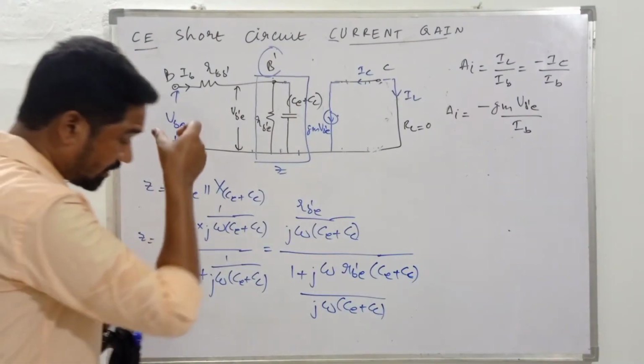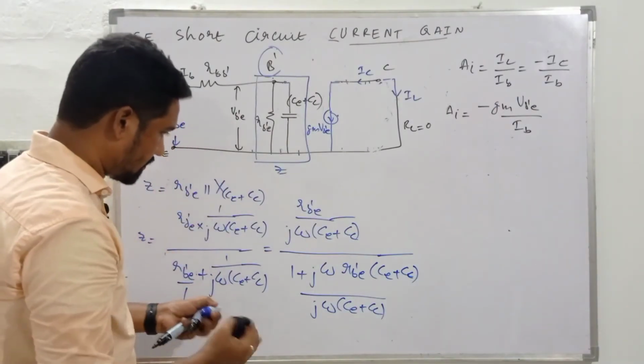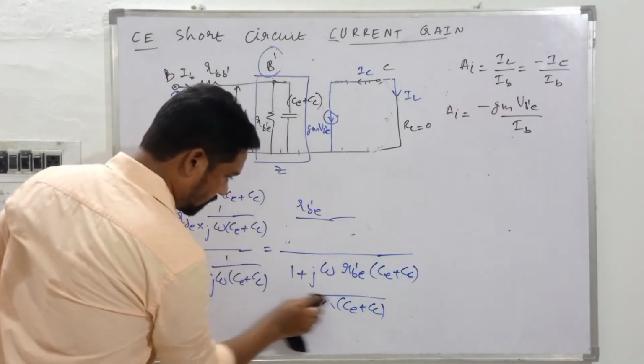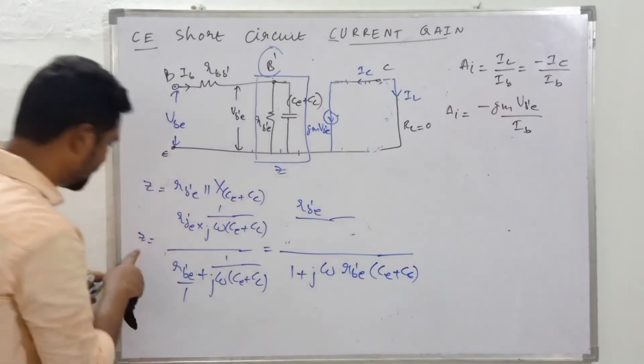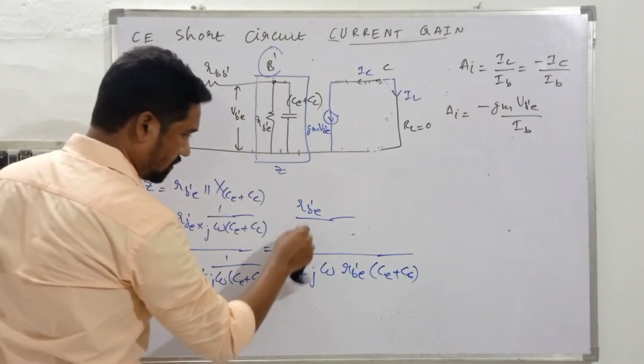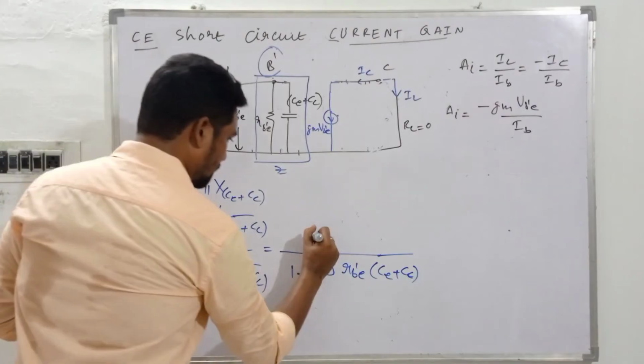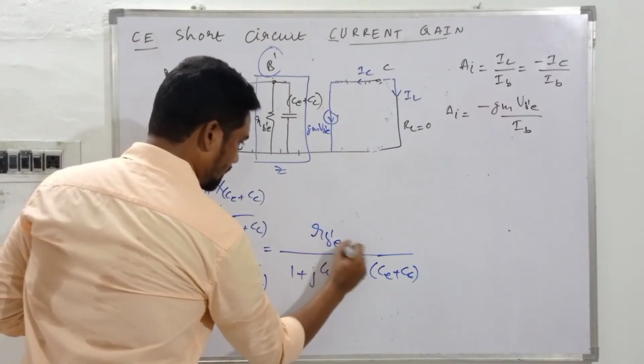So guys, something gets cancelled over here, this denominator and this denominator get cancelled, and the impedance Z will be equal to this, right, with the RB'E being over here.